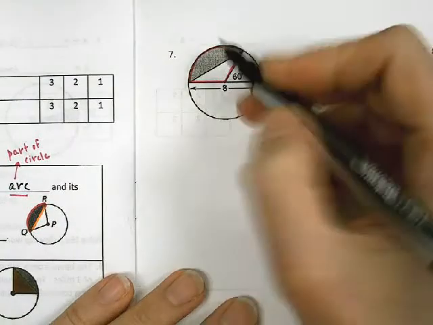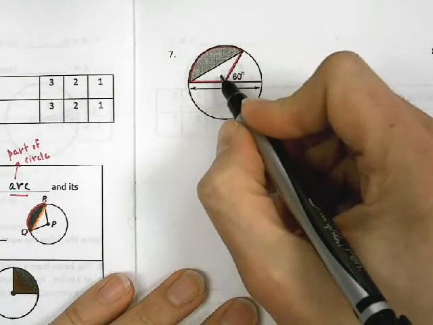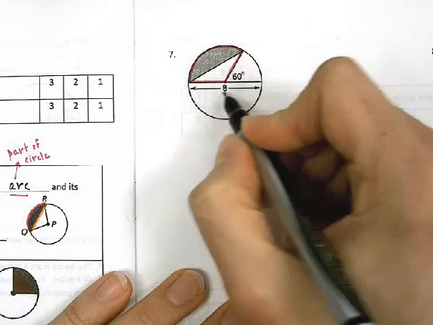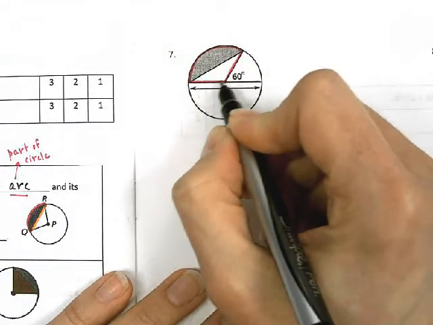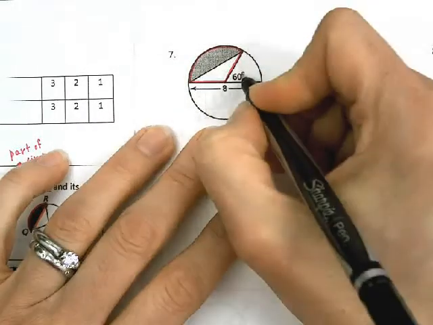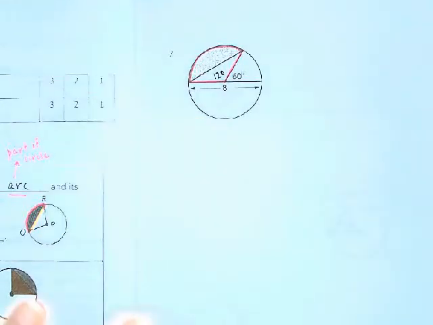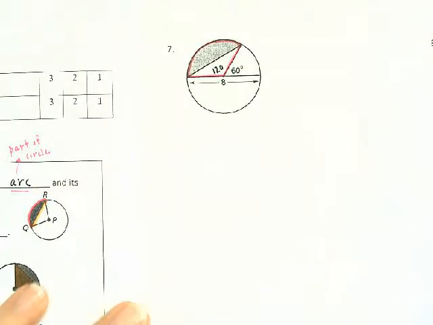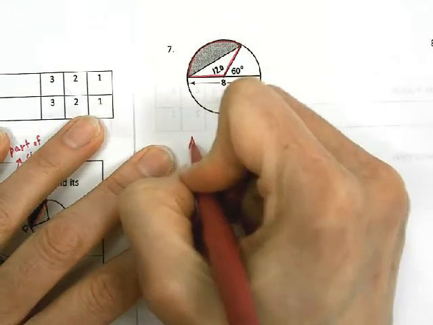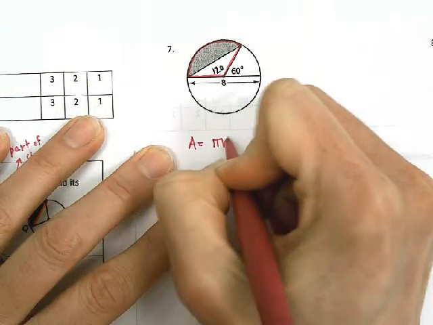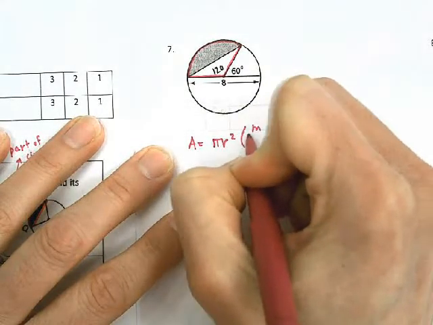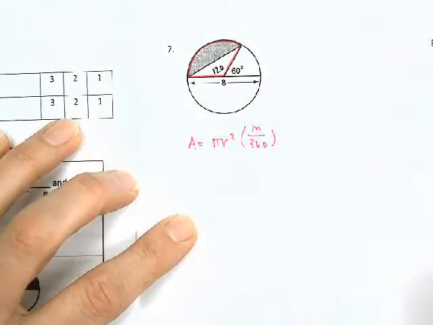Now I have to be careful here. They've given me 60, but that's not the angle that I need for my sector. So since this is a semicircle here, I know there's 180 degrees. So if I subtract 60, I get 120. And that's going to give me the angle measure that I need to use in my problem. So again, we start with the sector, which is pi r squared times m over 360.